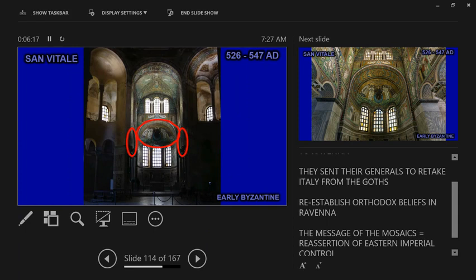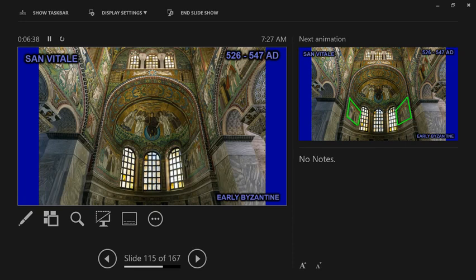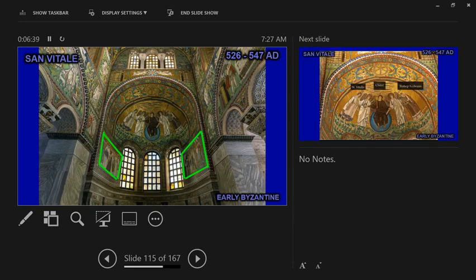They, the emperor and empress, are in Constantinople. So they sent generals to retake Italy from the Goths, and they reestablished their Orthodox beliefs in Ravenna. So the message of these two mosaics that we're going to look at is the reassertion of the Eastern imperial control over this area once again.